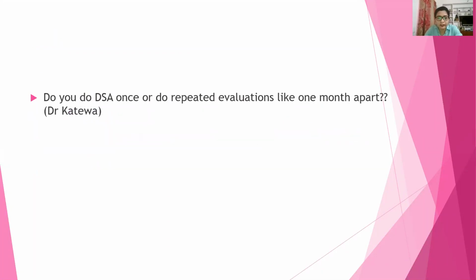Dr. Keteva, sir, do you do DSA once or do you do repeated evaluations, like today and 1 month or 2 months apart? I'll pick up a few things which will make the understanding of our students better. Let us say there is some AML or ALL and you have to do a haplotransplant. The father and mother are both there, but there are 3 siblings, and the mother is multiparous. The father has some significant antibodies in HLA class 1 or 2.